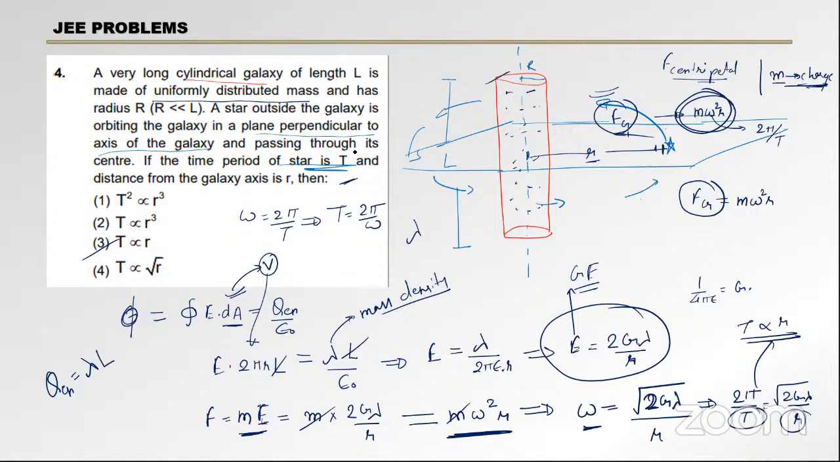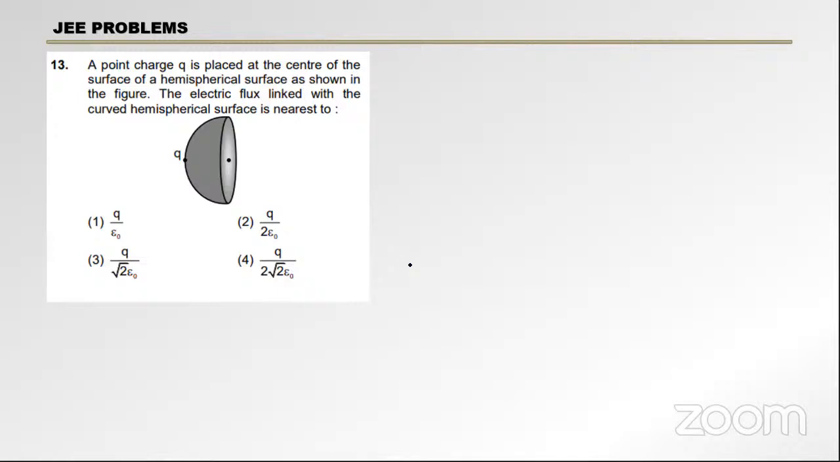चलो, next we will go to the other question. This one. Okay, this is another good question. A point charge q is placed at the center of a hemispherical surface as shown in the figure. So there is a point charge, this q. Okay, the electric flux linked with the curved hemispherical surface is nearest to, right?